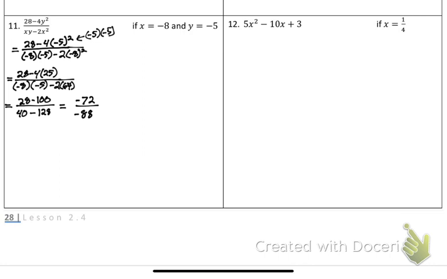What happens when we have a negative divided by a negative? So we're going to get a positive. Is there a number that goes into 72 and also goes into 88? At the very least, 2 goes into it. It turns out 8 goes into both of them, right? How many times does 8 go into 72? 9 times. How many times does 8 go into 88? 11. Our answer is 9 over 11.